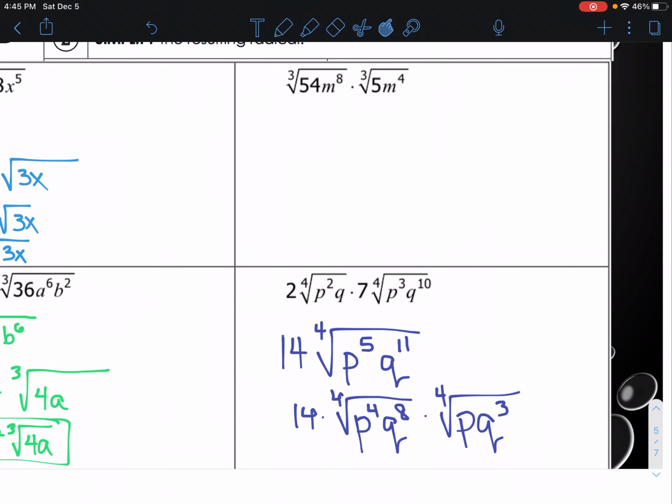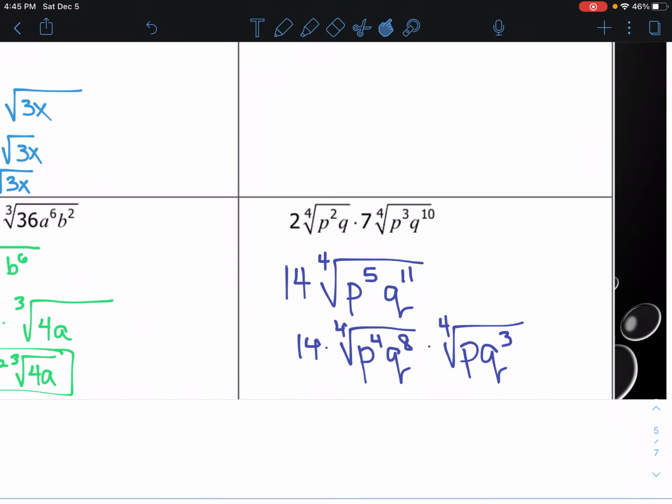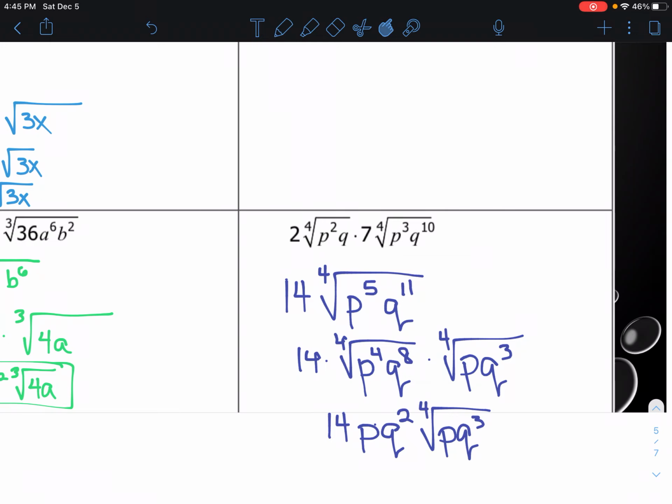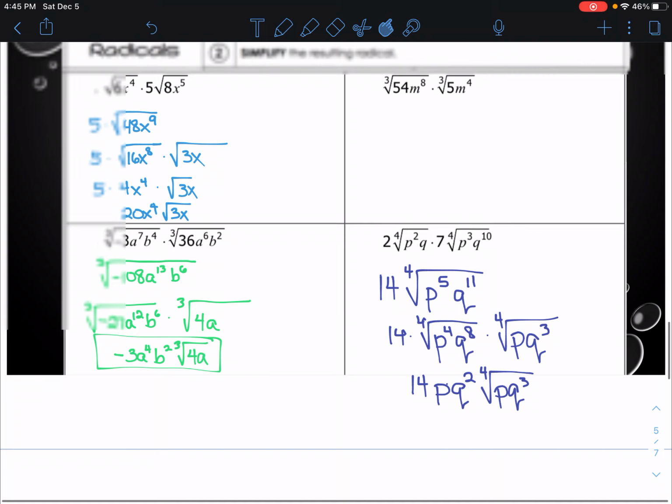So this would give us 14 times p to the 1st q squared. And then we just got this left over. Okay, and that's how you do those.